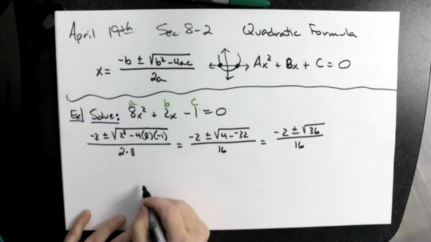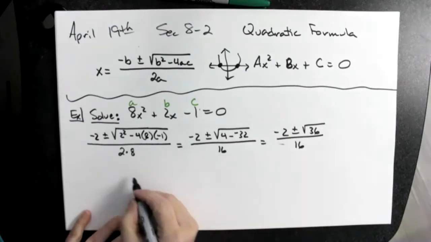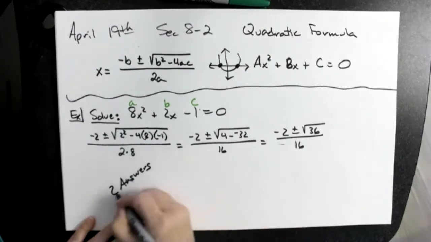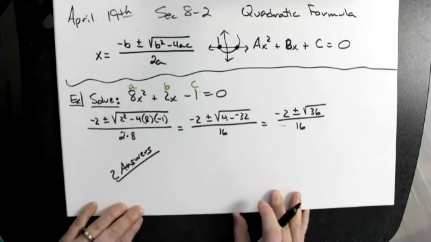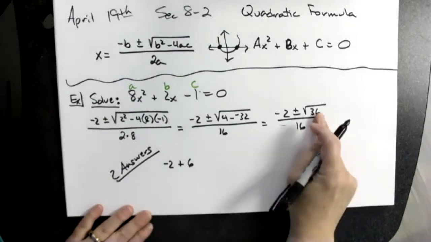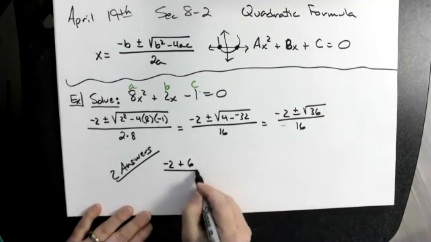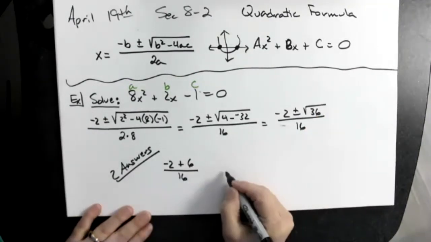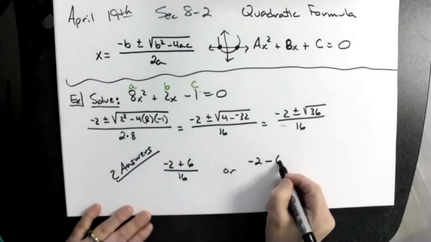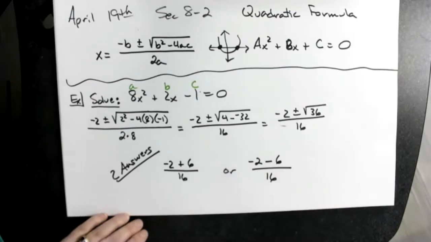All right, so for your two answers, I'm going to break this into two and write them separately just so you can see where they come from. One is -2 plus the square root of 36, all over 16. And then my other one is -2 minus the 6, all over 16. All right, we can work this out.